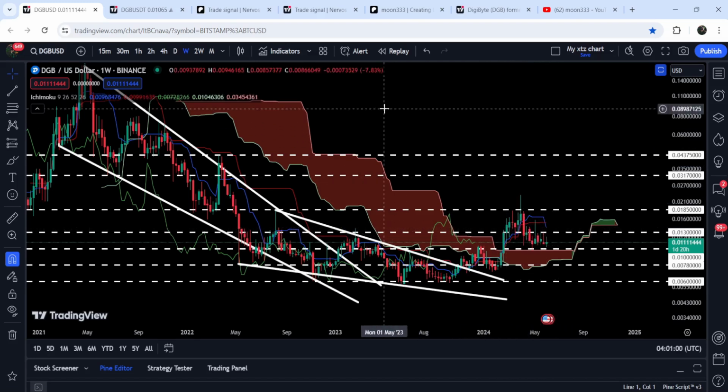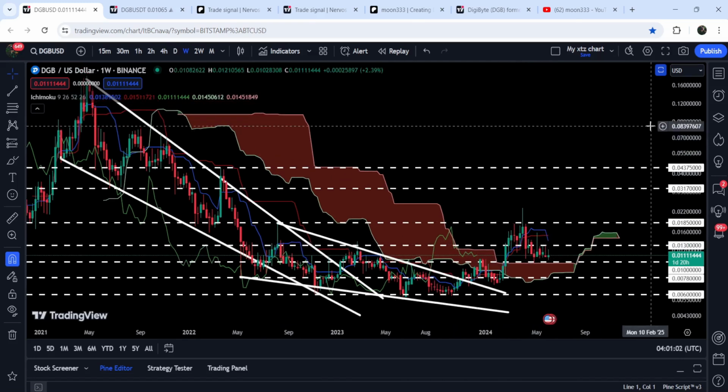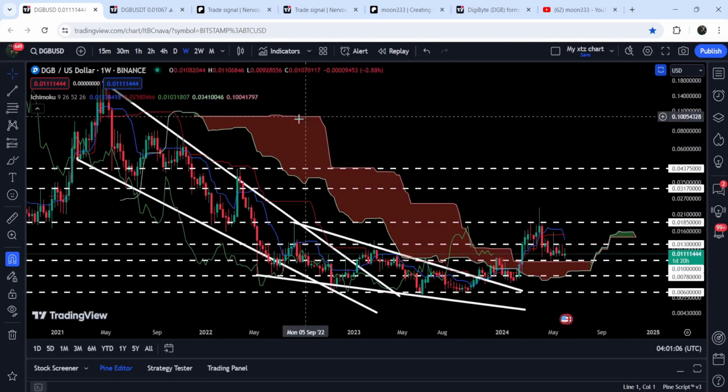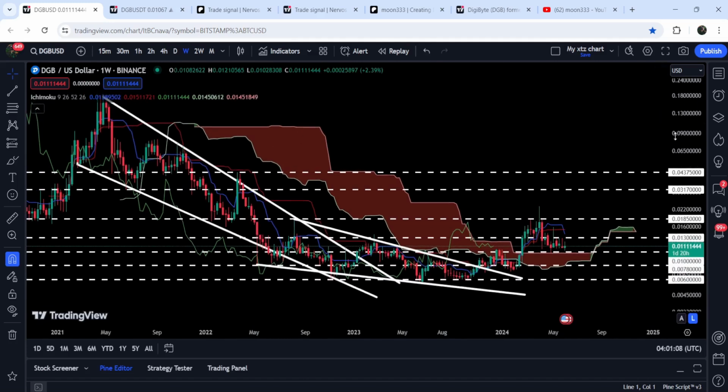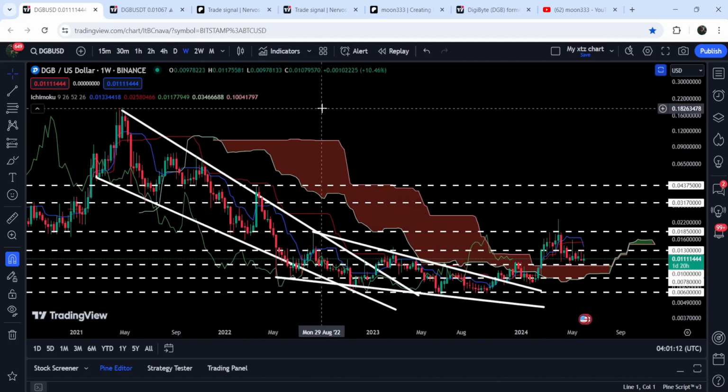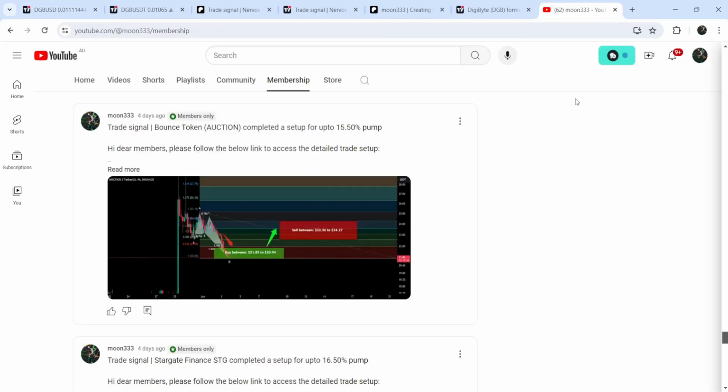Now, if you take a look at the targets, we have already achieved the target for the breakout from this smaller falling wedge pattern. And another very massive move is still due. That is the target for the breakout from this previous falling wedge pattern, and that target can be here at the top of the wedge. That can be between 18 cents and 20 cents. So this was the update so far.